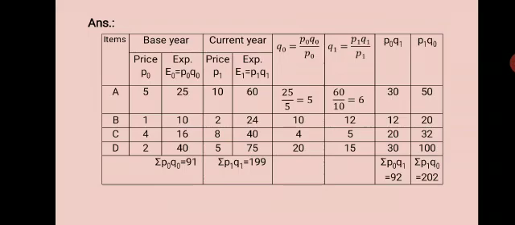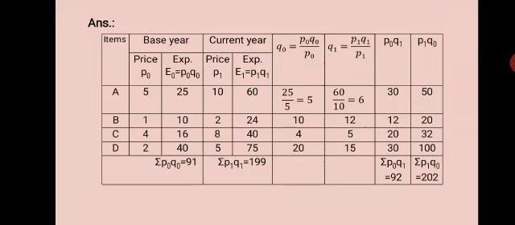Similarly, we need to find P1 into Q0, that is current year price into base year quantity. The first calculation is 10 into 5 is 50. Then 2 into 10, you will get 20. Then 8 into 4, you will get 32. Then 5 into 20, you will get 100.